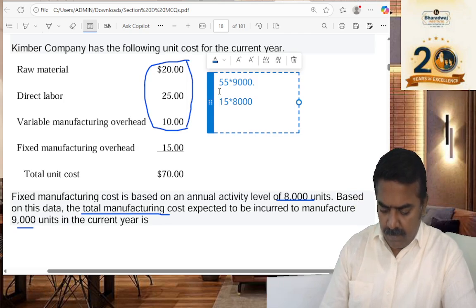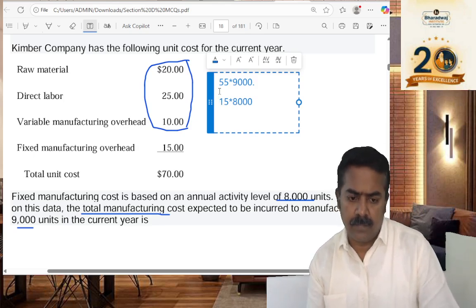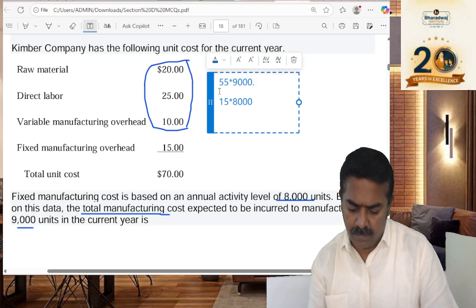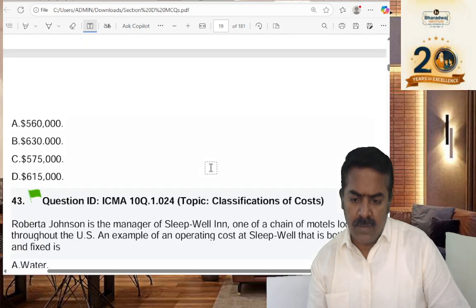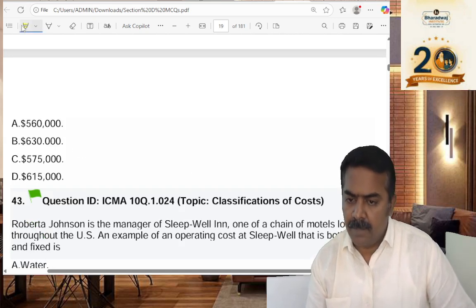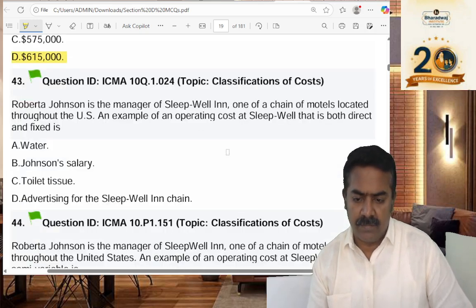Variable total at 4,95,000. Plus fixed total at 1,20,000. Plus 15,000. What is the answer? 6 lakhs 15,000. Then read further.